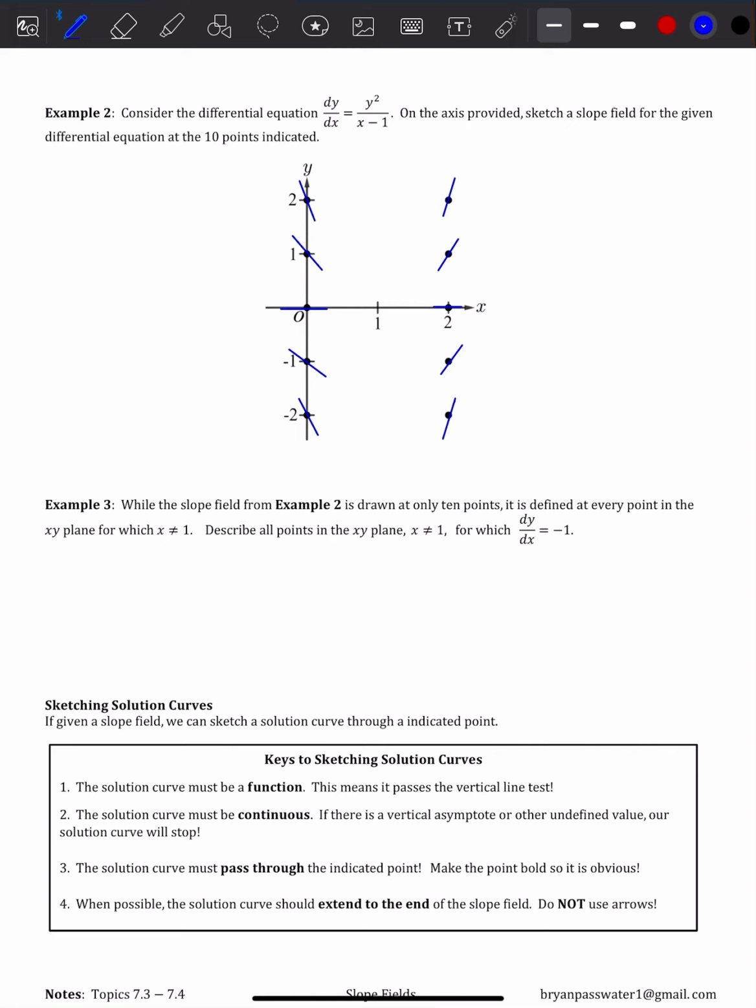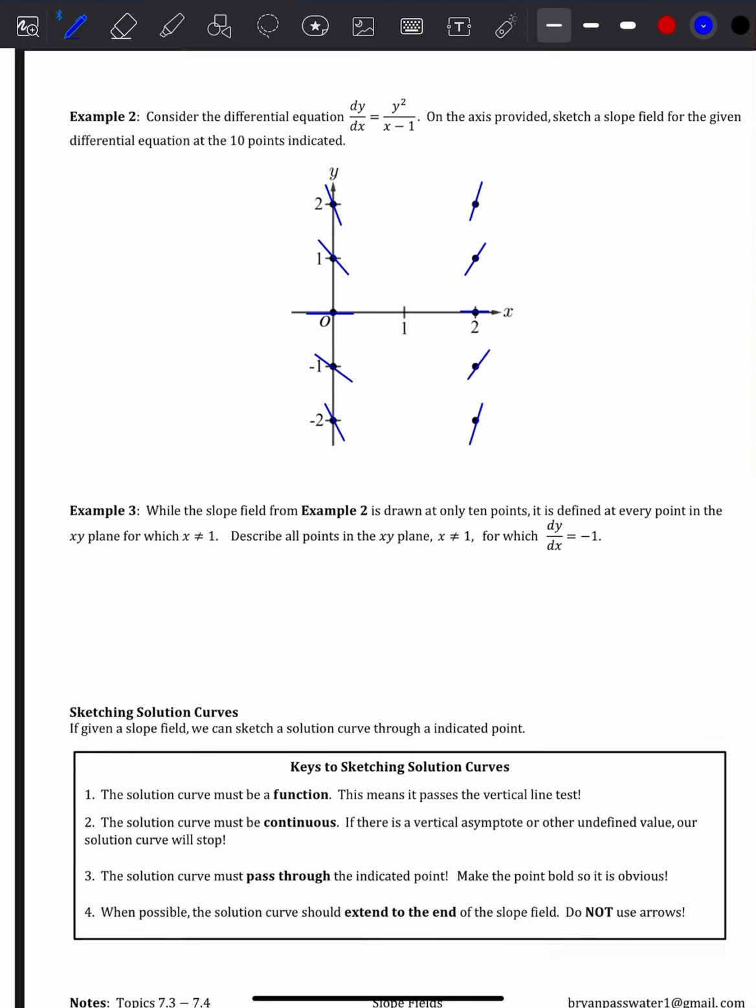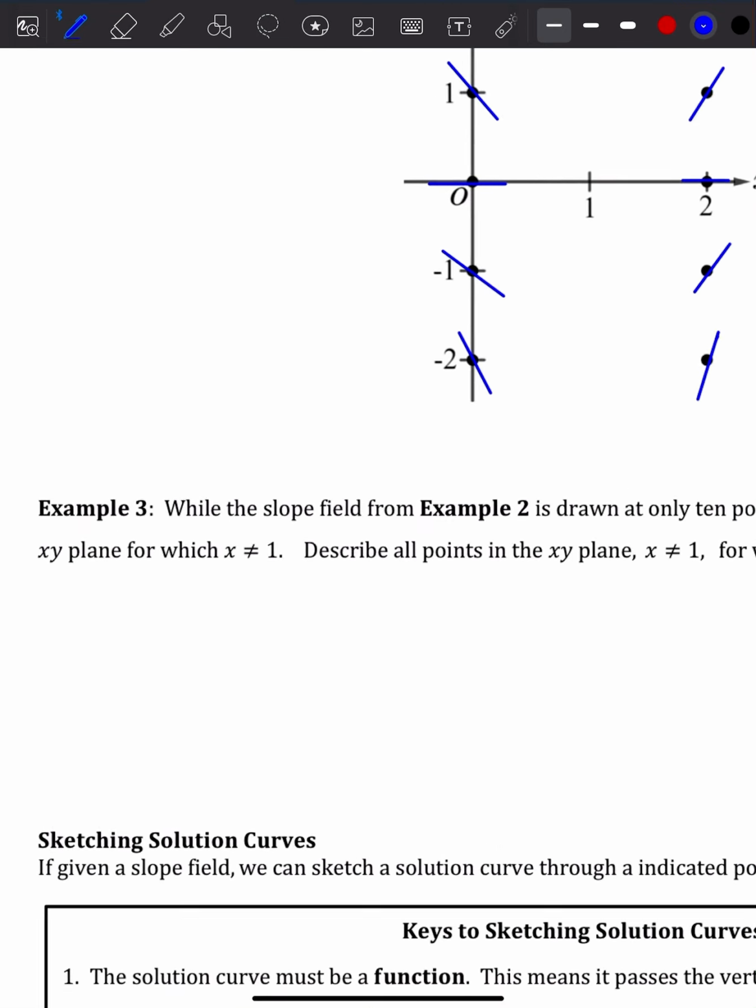Describe all the points xy where x doesn't equal 1, for which dy over dx equals negative 1. So when it equals negative 1, we're saying the slope equals negative 1. So our slope in our problem is that equation y squared over x minus 1. So dy over dx is equal to negative 1. So that means y squared over x minus 1 is equal to negative 1.